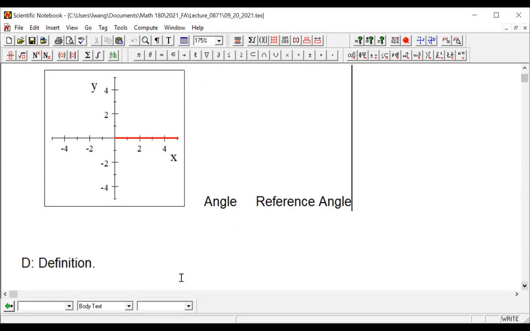What is the relationship between angle and reference angle? Professor, I'm sorry, go ahead. Did you want me to comment on that question you asked? Sure, go ahead. I see that no matter what the angle is, positive or negative, its reference angle is always a positive acute angle, and it is the angle between the terminal side and the x-axis.